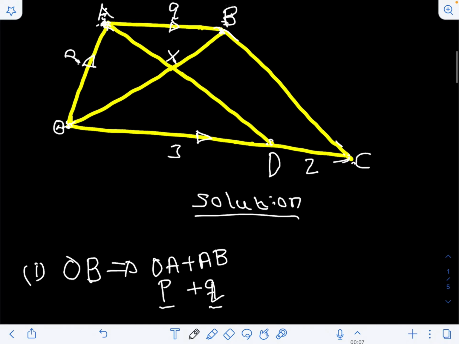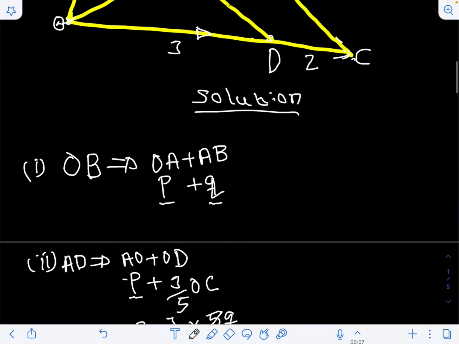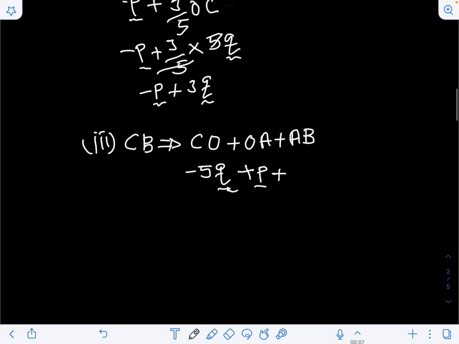OA. Our OA is vector P here. Then plus AB. Our AB is vector Q. Very good. So we have Q here as well as Q there, so that we can add them.